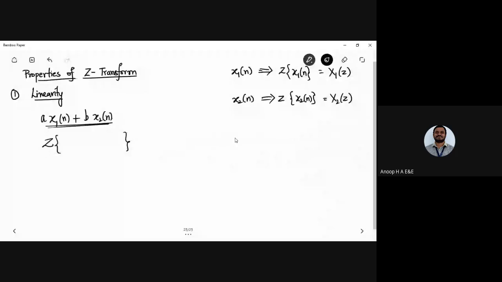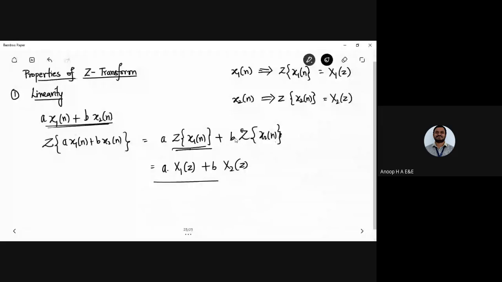Now if I want to apply the Z transform to a x1 of n plus b x2 of n, so X of z would be equal to a X1 of z plus b X2 of z. So here I can verify the linearity property which is present there.